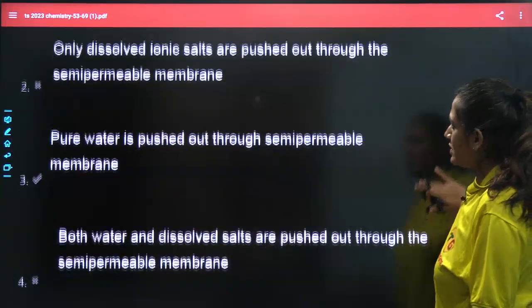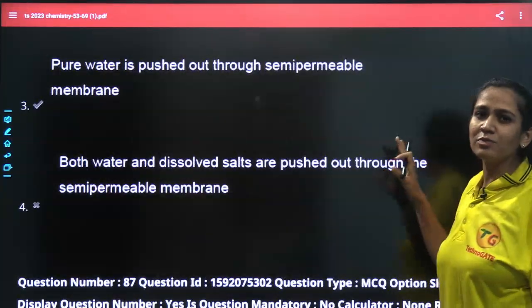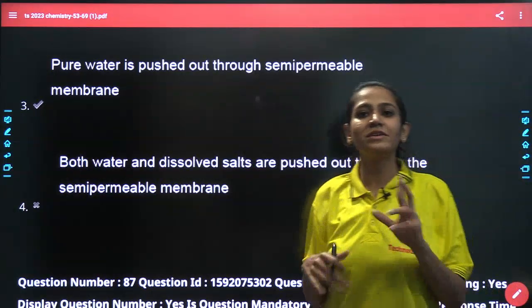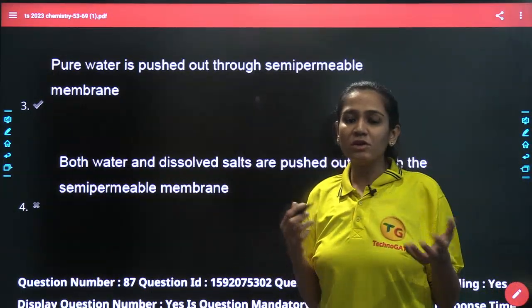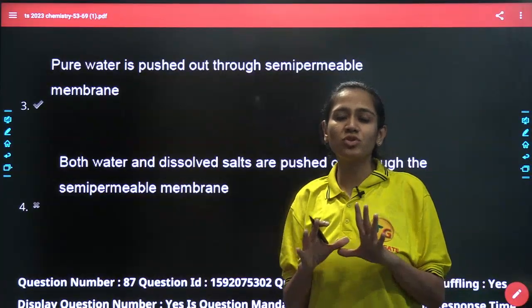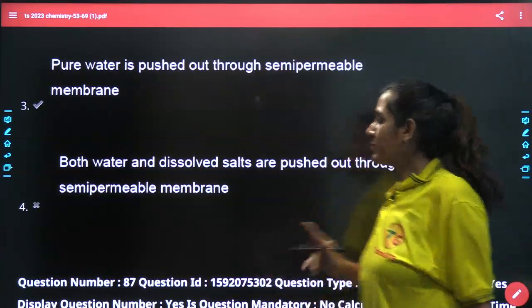Next question. These are theoretical questions, but the concept should be clear. Whether it is theory or numericals, the concepts should be as clear as possible.